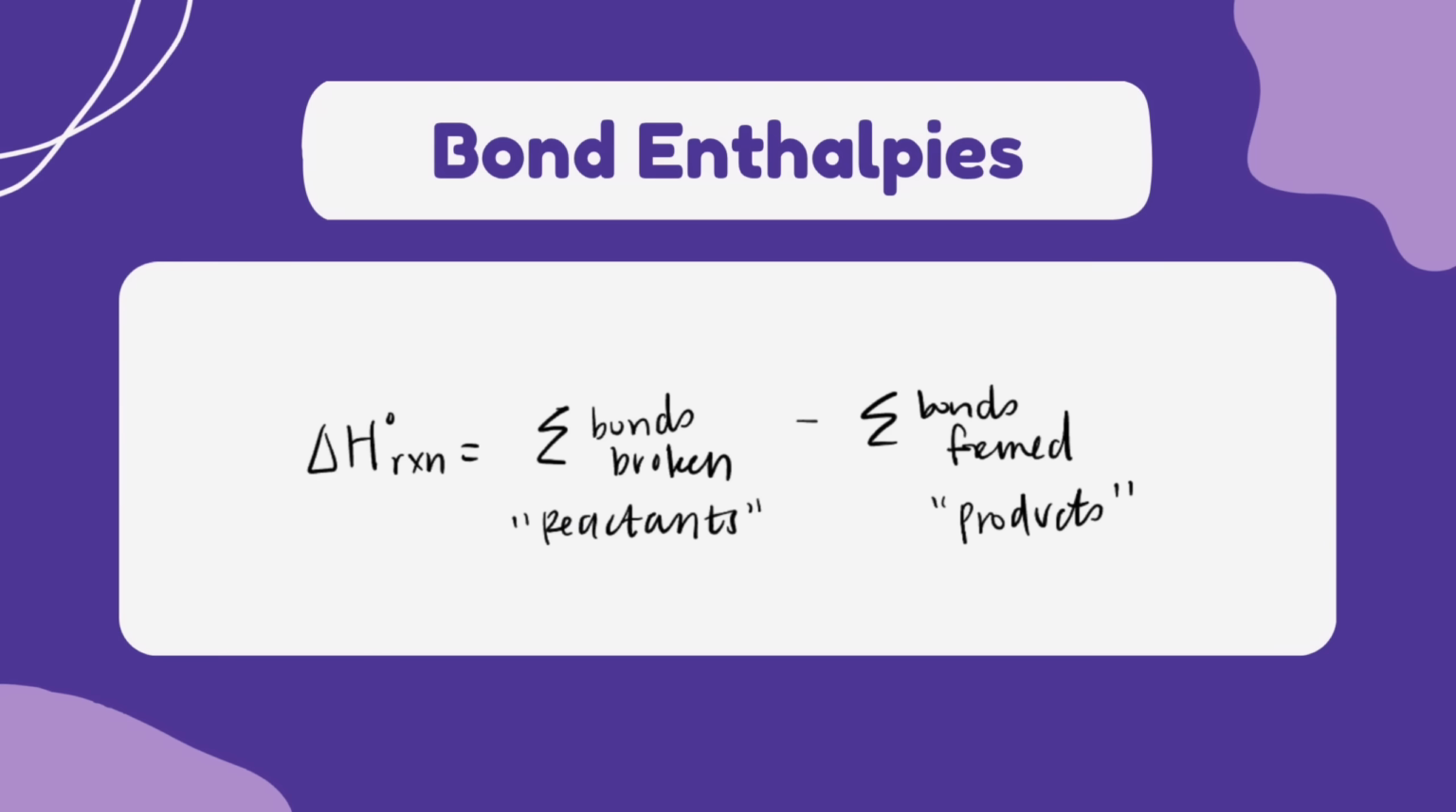If you think about when you're calculating delta H, delta S, delta G, it's always the sum of the products minus the reactants. When it comes to bond enthalpies, that is not the case. It's going to be equal to the sum of the bonds broken minus the sum of the bonds formed. So in this case, it is reactants minus products. Do not forget that. Do not get this mixed up. You will probably see this.